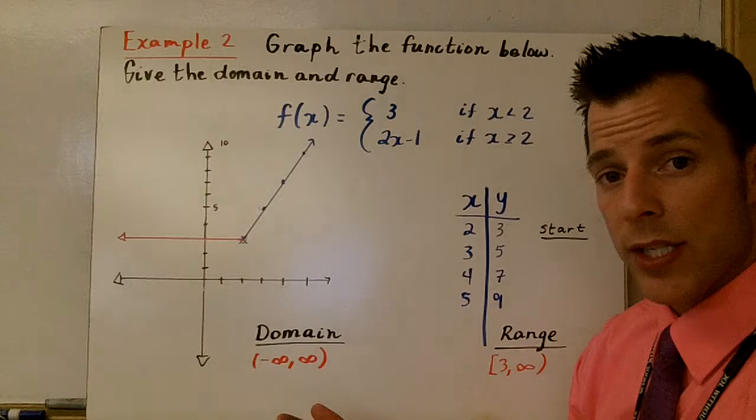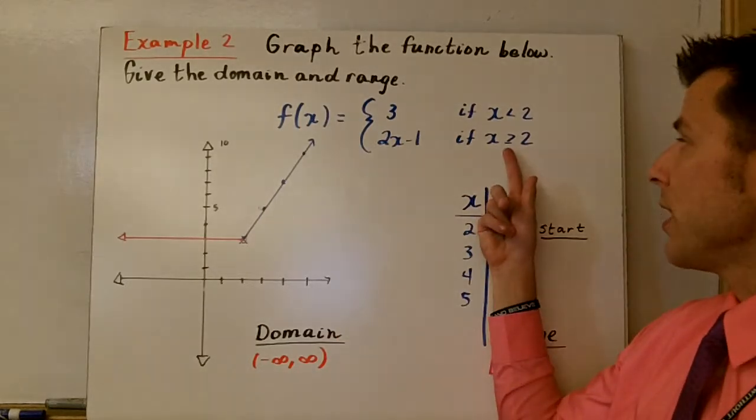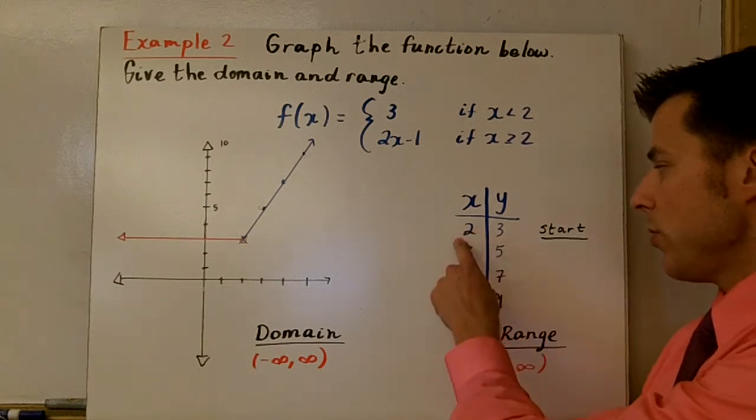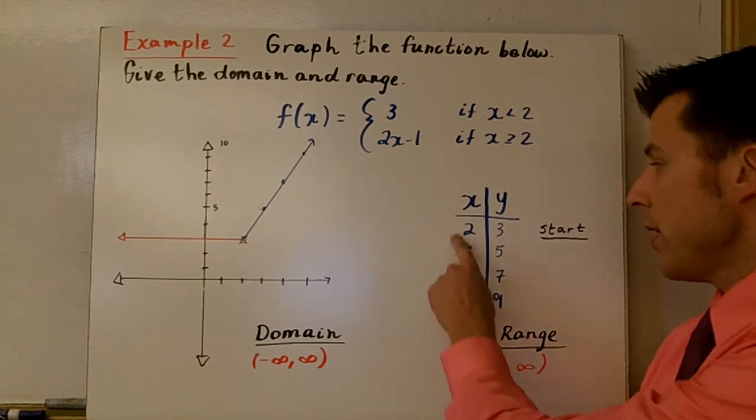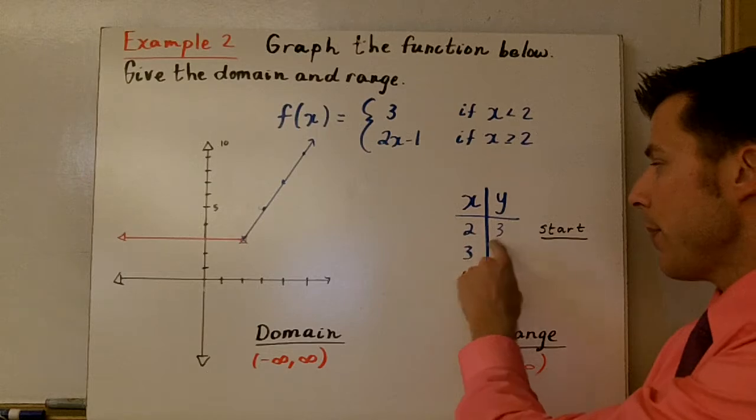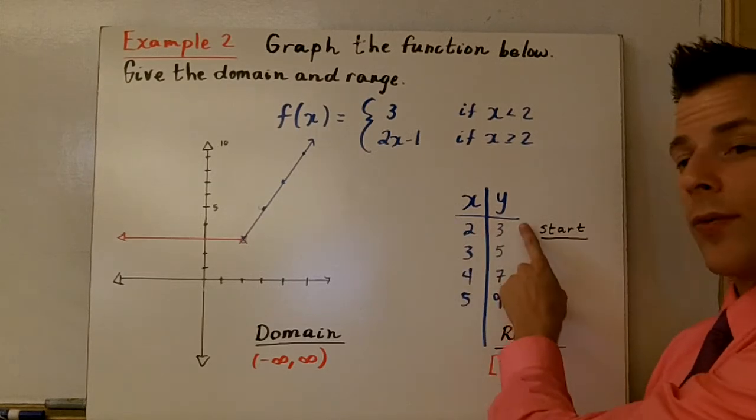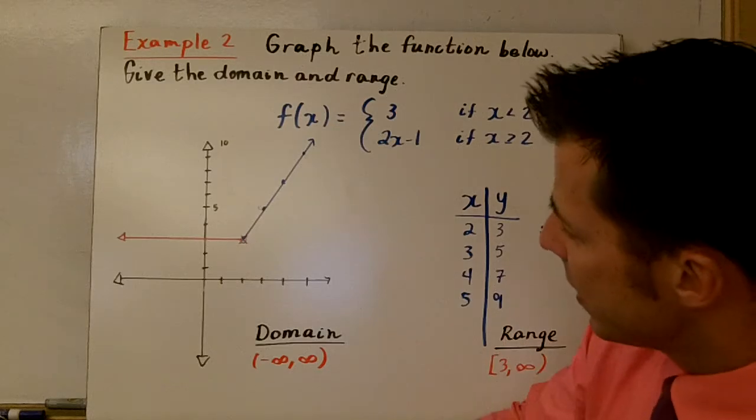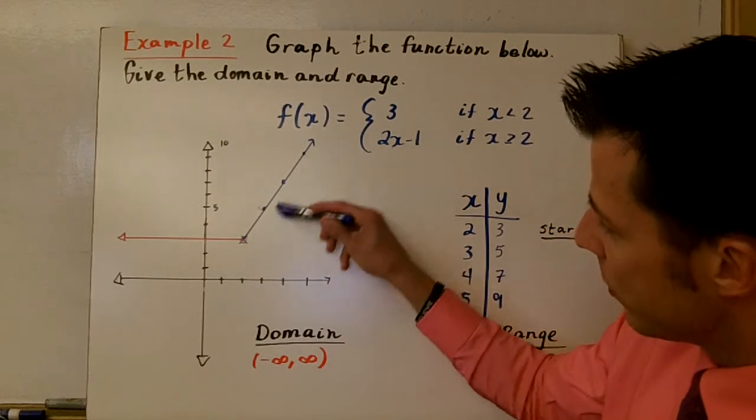Now, I'm going to plot 2x minus 1 now for all values that are x greater than or equal to 2. So I've made my table here, 2, 3, 4, 5. I started at 2, and I plug all those x values in, and I get 3, 5, 7, and 9 respectively. And so I went ahead and plotted that here in blue.